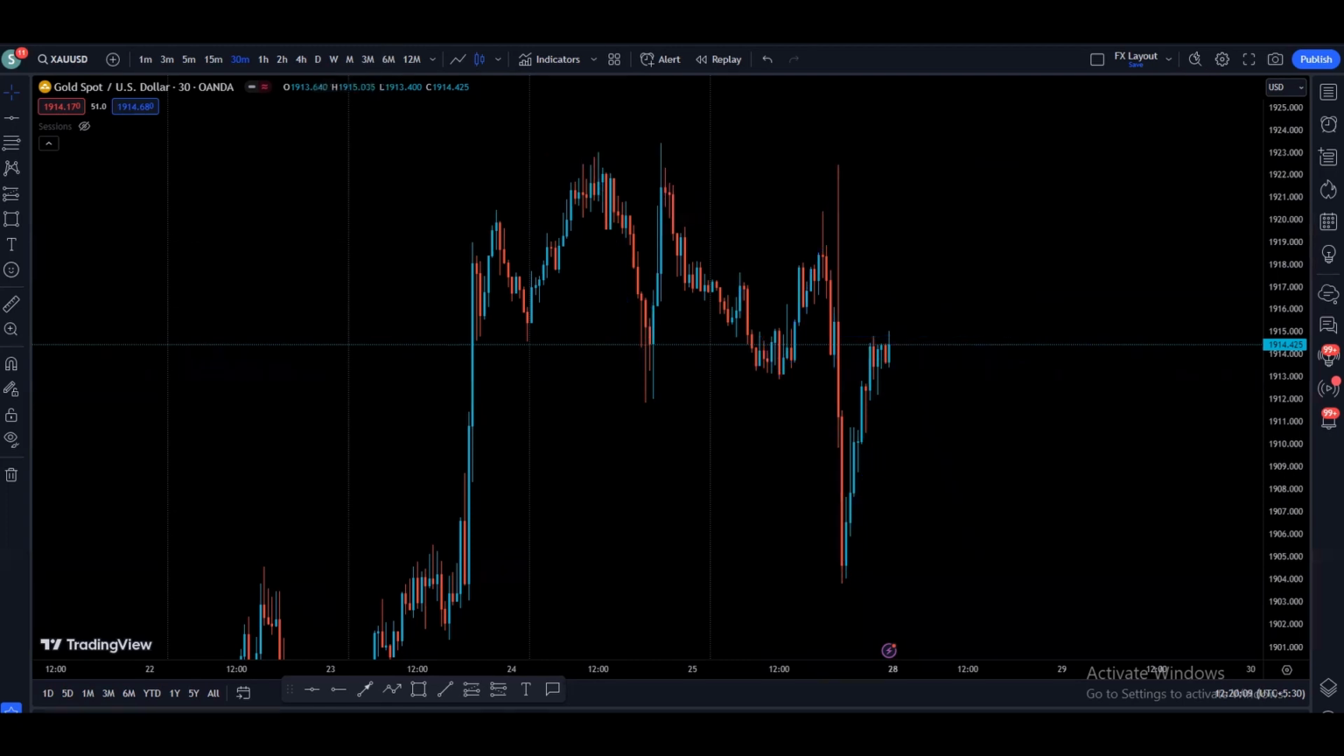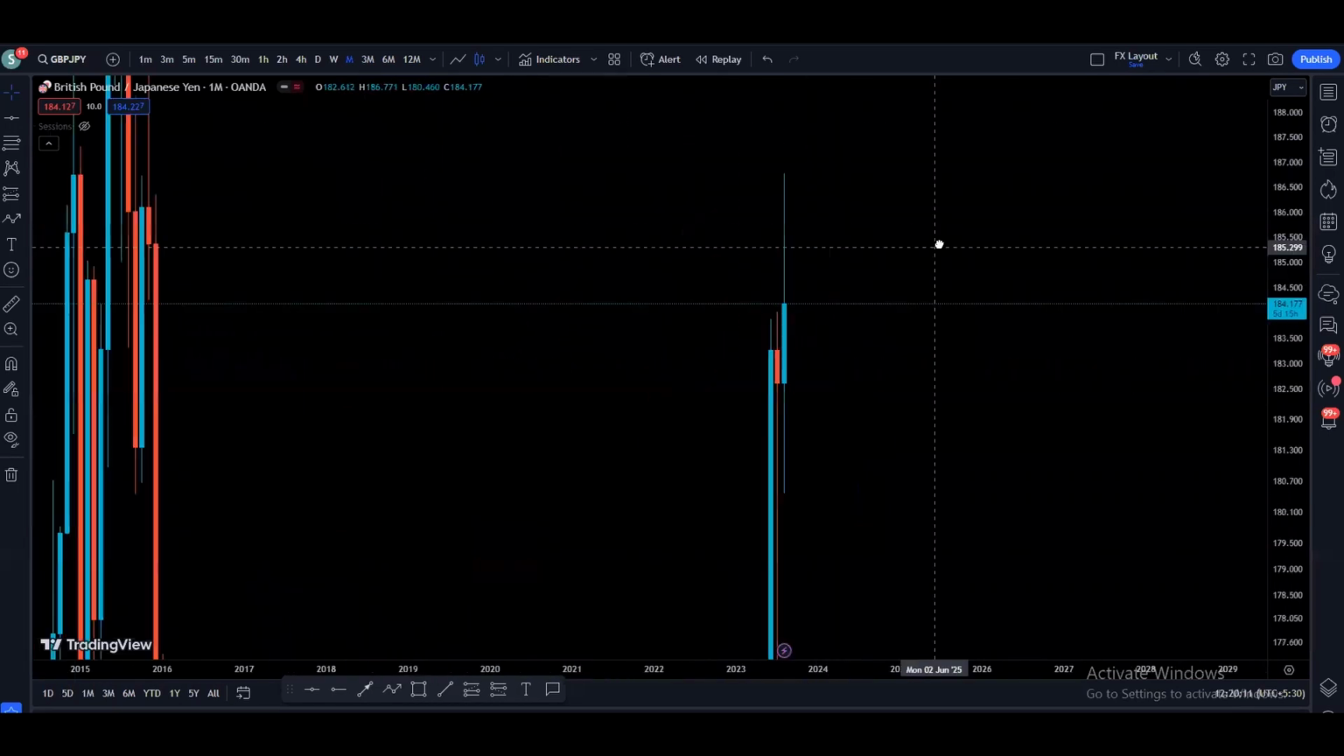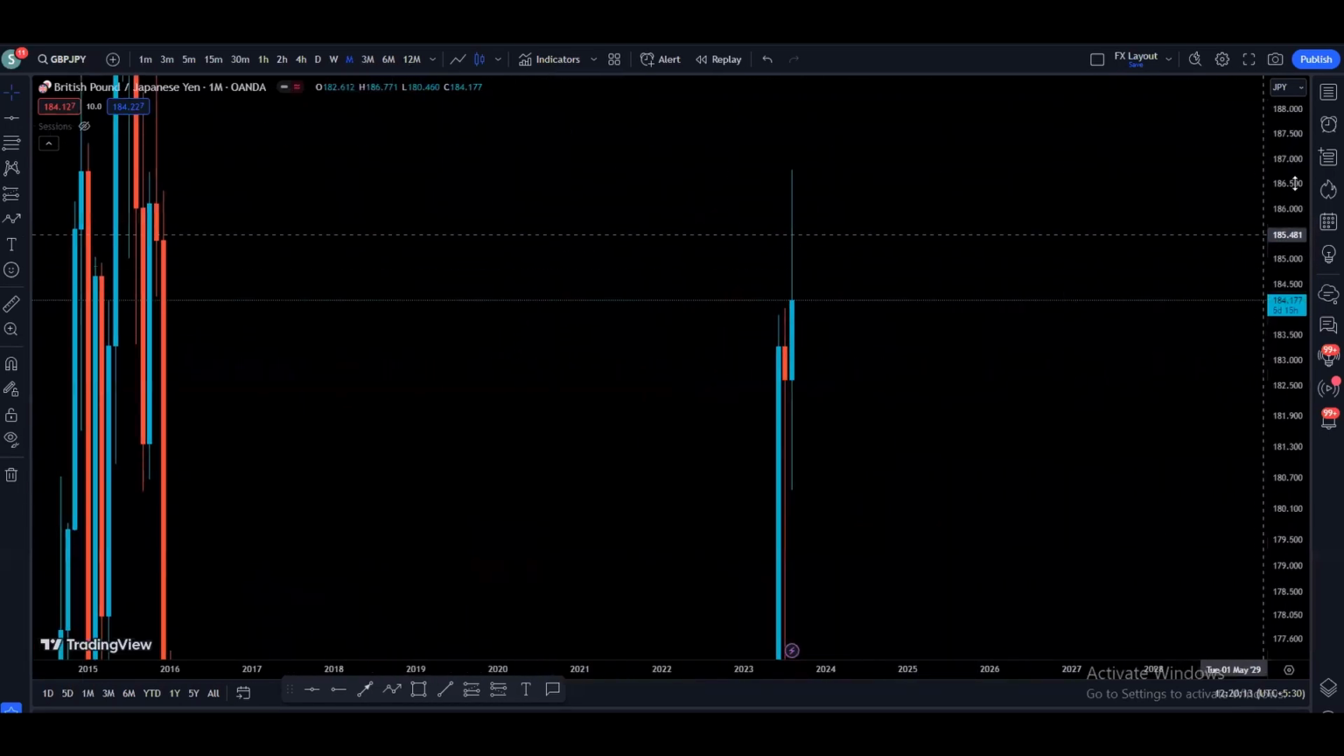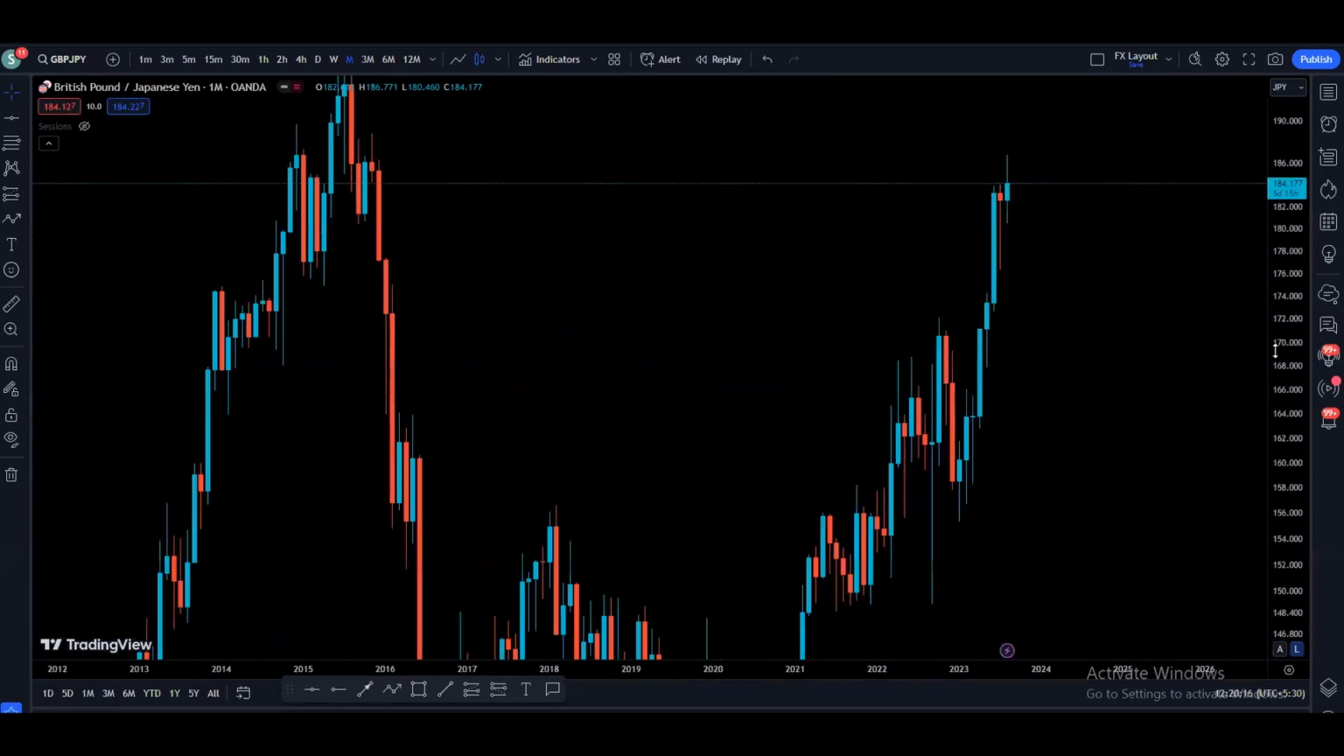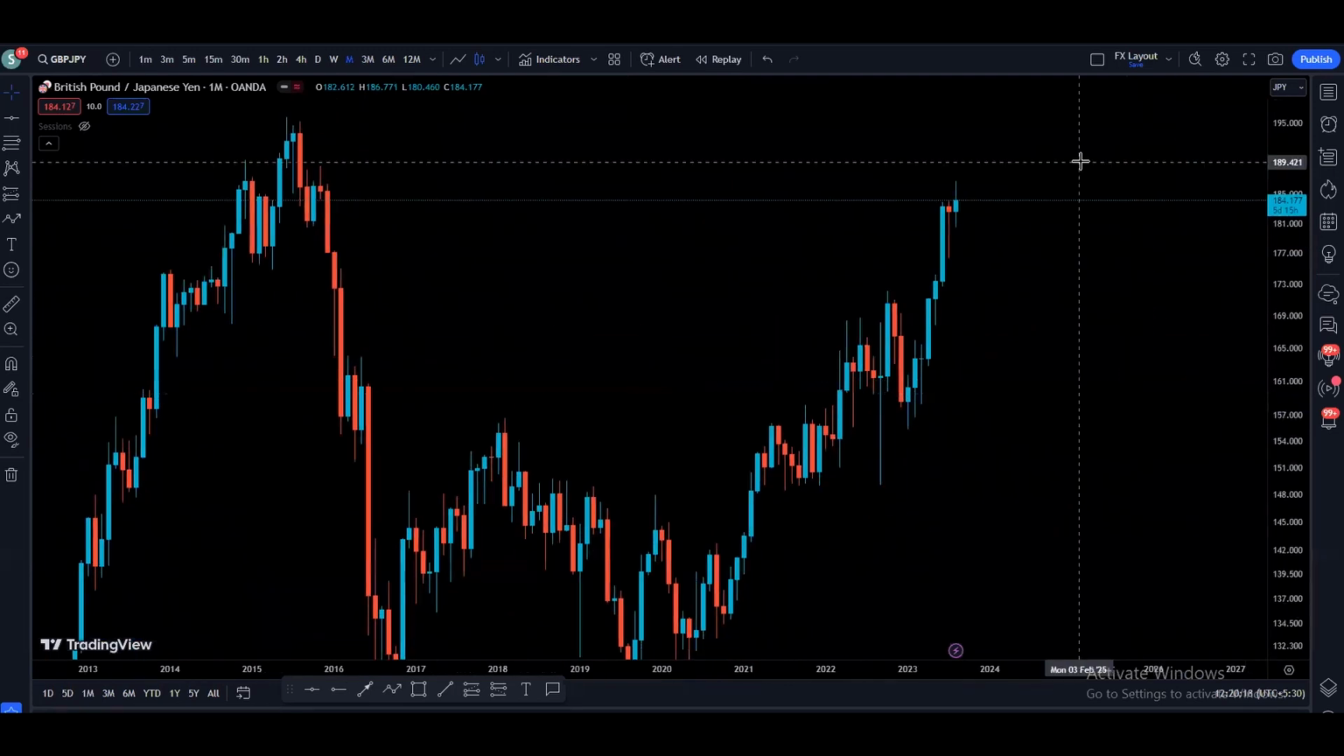Now let's go to our second pair, which is GBPJPY, and again we are going to start our analysis with the monthly time frame. On the GBPJPY monthly time frame, we can see that price is bullish because we are making higher highs and higher lows.